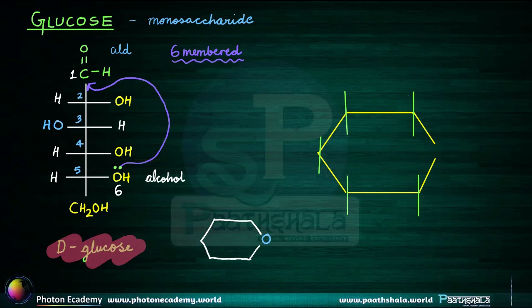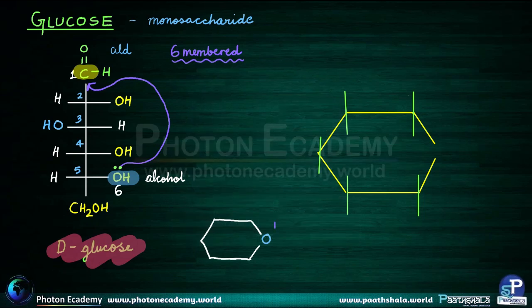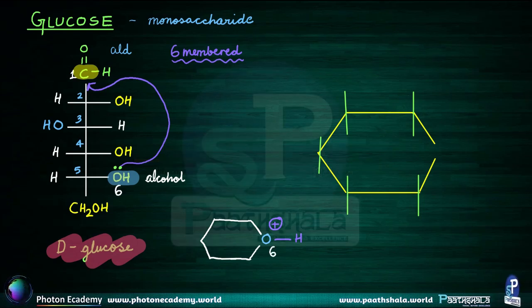So my OH here is getting deprived of a lone pair, and my C, this particular CHO, is getting rich in electrons. So what I can infer from that is that my oxygen here will get a positive charge because it is losing electrons, and of course it is attached to an H, so I've got an OH group. Now I'll name this particular oxygen as the sixth one. It is going to attack the first carbon here, so the sixth and the first one are getting joined.